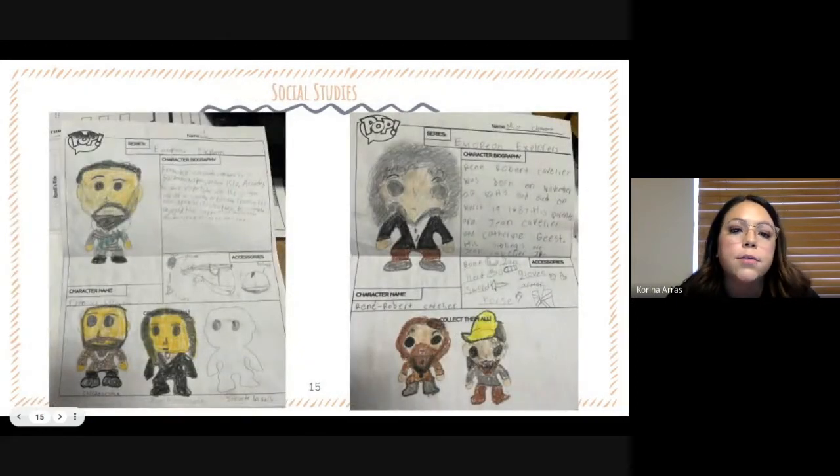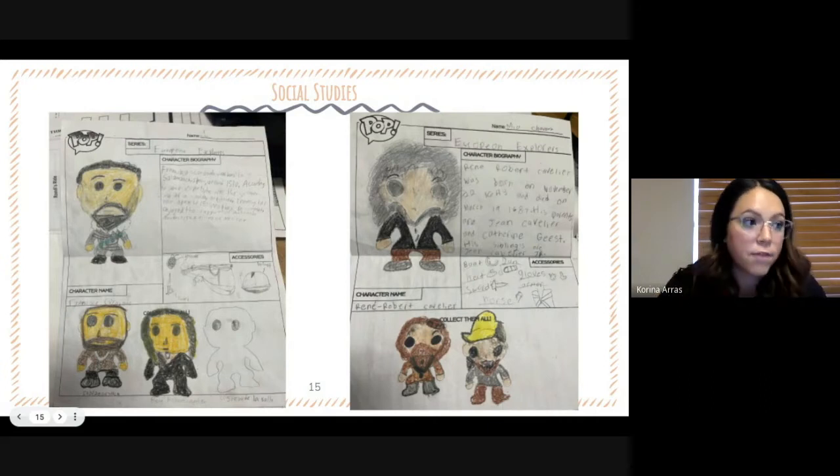For social studies, we just find ways to get them excited about it. Social studies is associated with being kind of boring, and the students still get that. So we try to find ways. When they were studying the explorers, they made Funko Pops. So it's just something to get them excited about. And now social studies is one of their favorite stations.